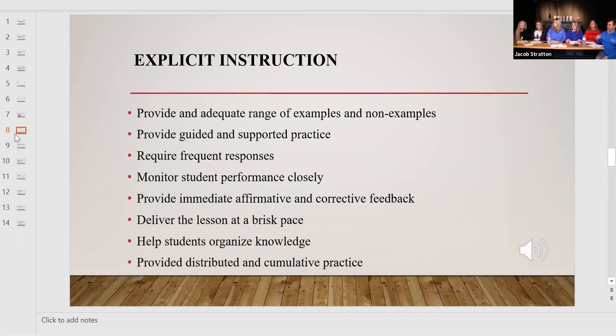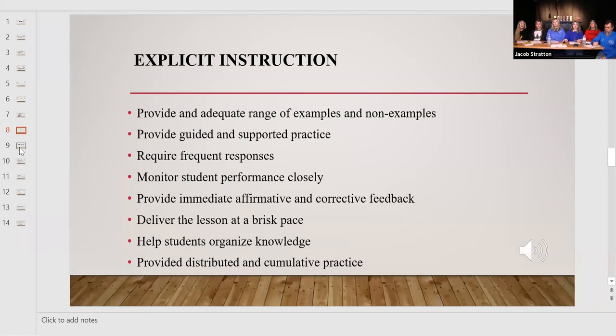And the next point there is to help them organize their knowledge. Which is important, goes back to organizing it in a sequential manner so the kids can use prior knowledge to relate it back to new knowledge. And then, of course, like Danny Potter had alluded to, that practice is important, and it should be distributed. We don't just practice for a little while. We distribute it throughout the school year. And then also we have a cumulative practice where we practice everything all together to see if they truly have mastered that concept that we're working on.